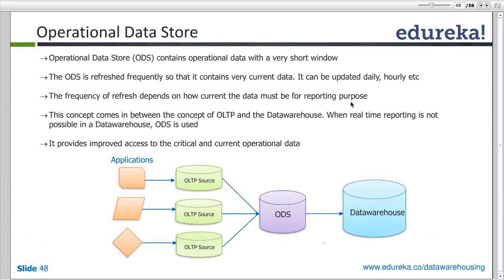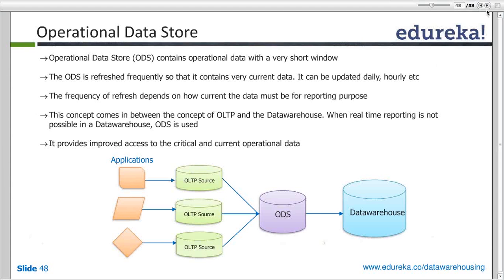And an ODS is frequently updated. Most of the time it's updated every day, maybe even hourly or on a half-hour basis, depending on the business requirement. So that is basically an ODS. We discussed what an ODS is, the concept, why we have it, and why it is advantageous. The last point in this slide, you can see, is that it provides improved access to critical and current operational data. That's an advantage of having an ODS.